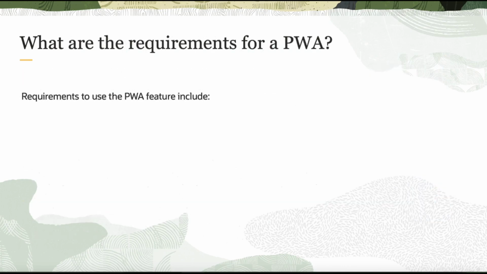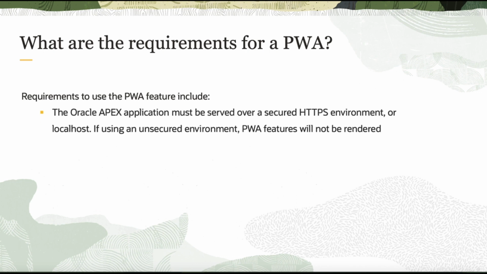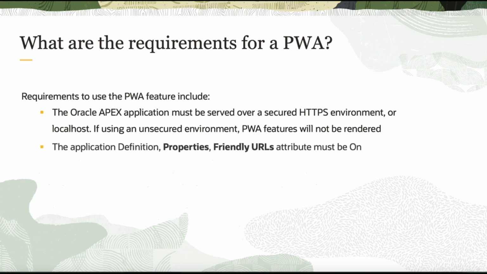So what are the requirements for a Progressive Web Application? The Apex application must be served over a secure HTTPS environment or localhost. If you are using an unsecured environment, PWA features will not be rendered. In the application definition, under Properties, the Friendly URLs attribute must be set to on.